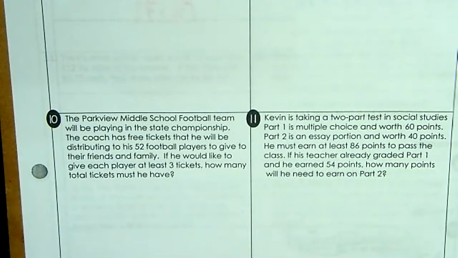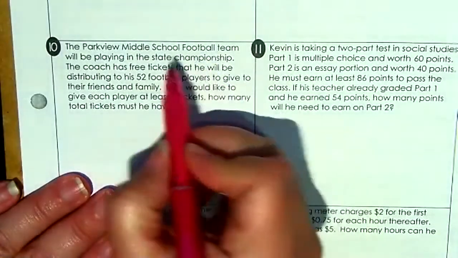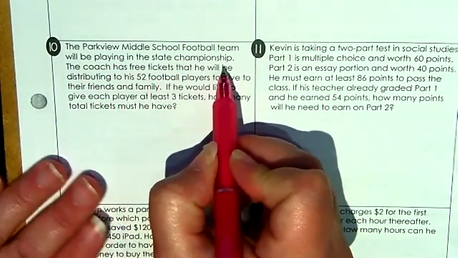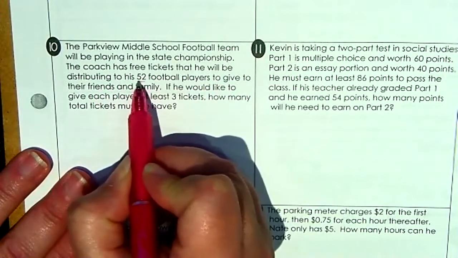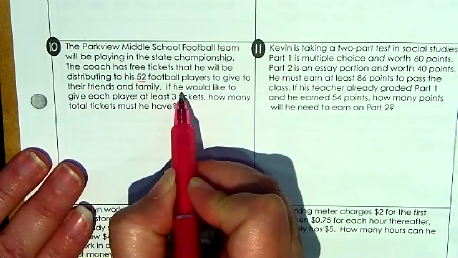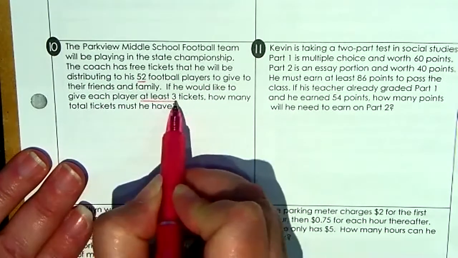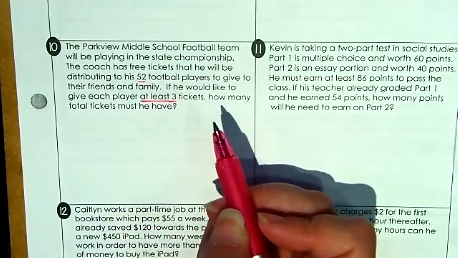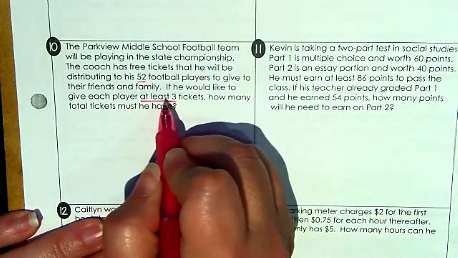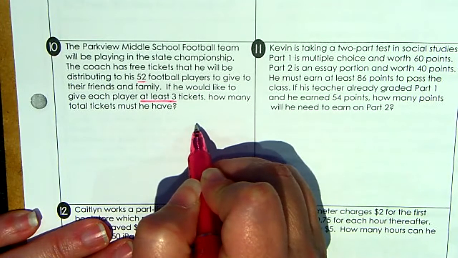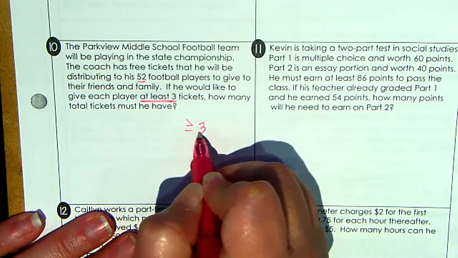If I look at number 10, it says the Parkview Middle School football team will be playing in the state championship. The coach has free tickets that he will be distributing to his 52 football players to give to their friends and family. If you would like to give each player at least 3 tickets, that's the inequality symbol. At least means that's the smallest amount, so it can be greater than or equal to 3.